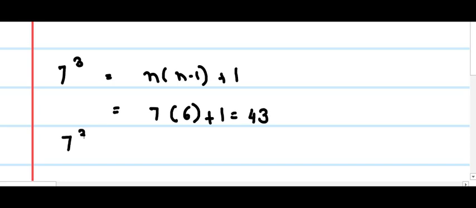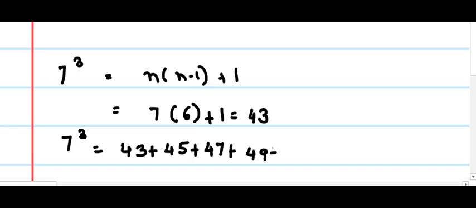So my 7 cube will be equal to how much? 43 plus the next odd number 45, the next odd number 47, 49, 51, 53, and 55, which makes a total of 7 odd numbers. And the result comes out to be 343.